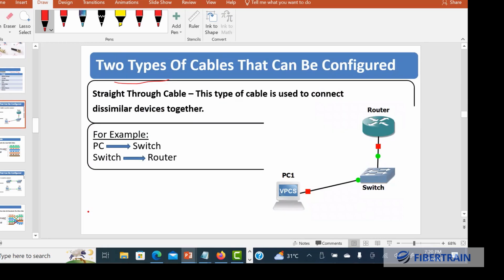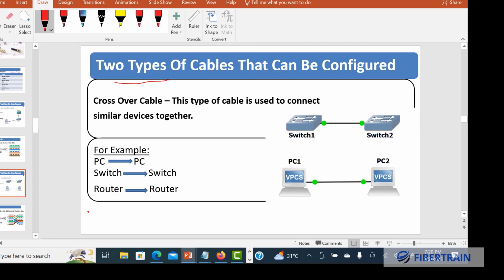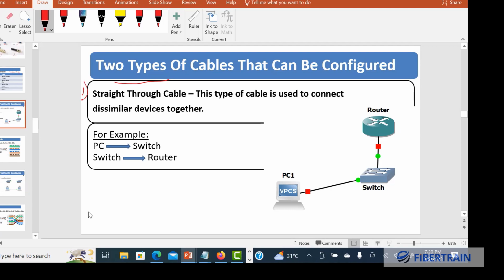Let me give you an instance. Two types of cables can be configured. What are those types of cable? One is called straight through cable, and the other one is called crossover cable. So you can see crossover cable here. And here we'll see straight through cable.